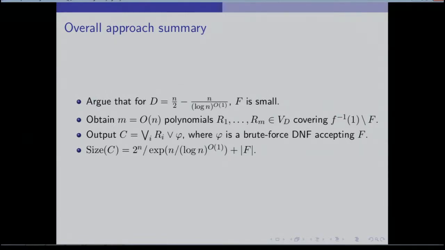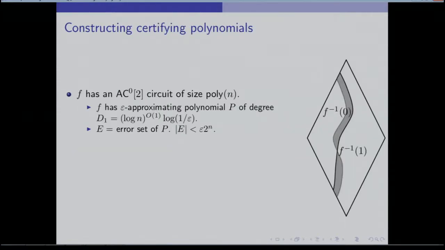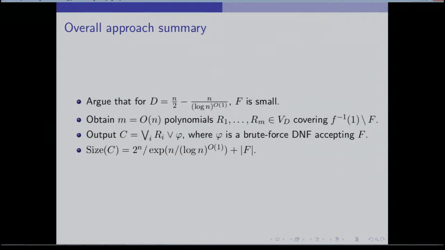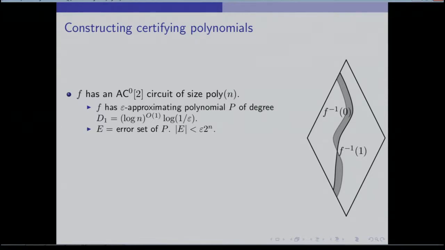Okay? So the size of this circuit is roughly the size of these certifying polynomials. There are not too many of them. There are n of them. So roughly the size of these certifying polynomials plus the number of forced points. And if the number of forced points is really small, then you're done. Okay? So the only thing to do is to argue the first line of this, that this actually happens. Since I have only about 5 minutes left, I'm probably not going to get through the entire argument, but let me just give you an idea anyway. It's very, very simple.